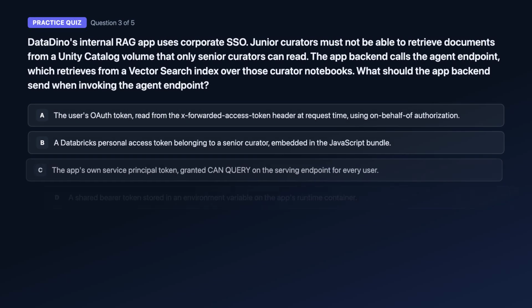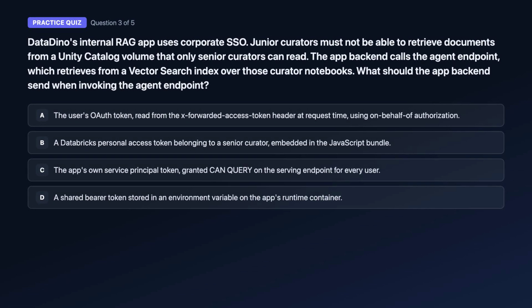Question 3. DataDino's internal RAG app uses corporate single sign-on. Junior curators must not be able to retrieve documents from a Unity Catalog volume that only senior curators can read. The app backend calls the agent endpoint, which retrieves from a vector search index over those curator notebooks. What should the app backend send when invoking the agent endpoint?